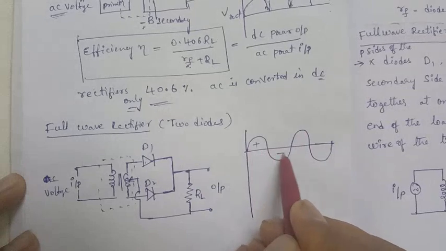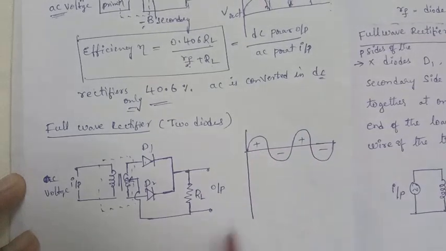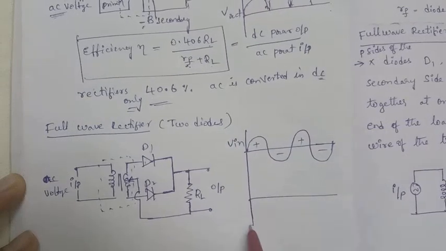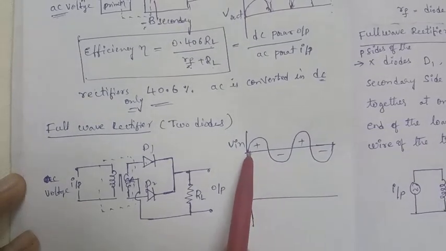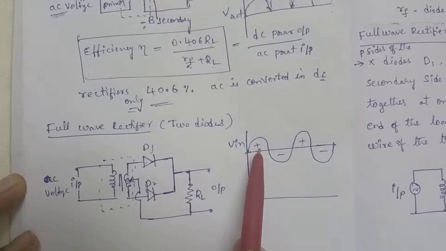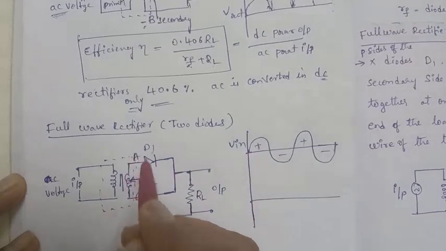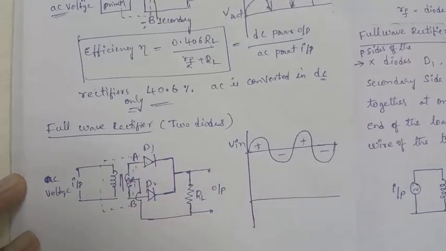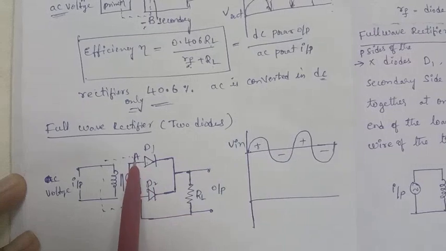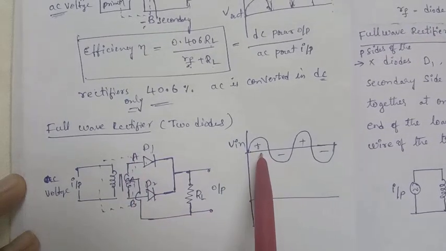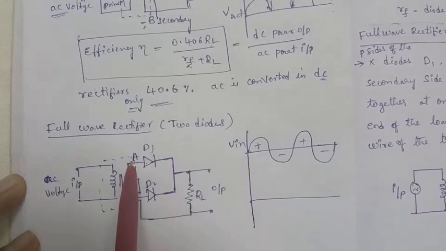It is positive, negative, positive, negative. So a V input is given, and here you will take the output. During the positive half cycle, the AC input is positive. Take A and B: A becomes positive and B becomes negative. For the positive cycle, remember, A is the higher potential and B is the lower potential.